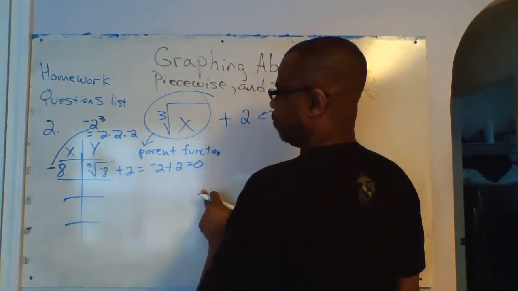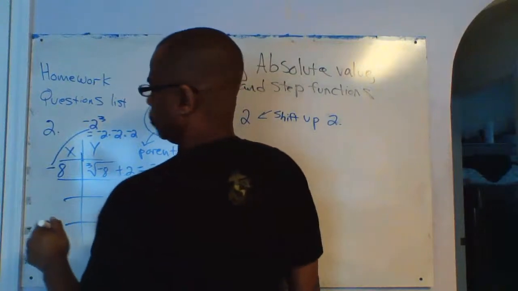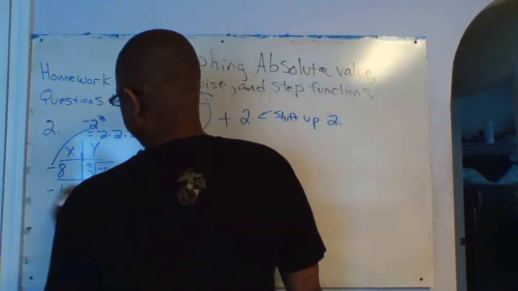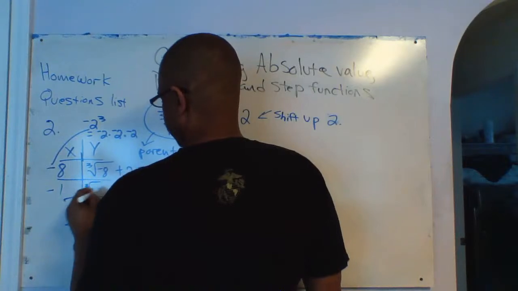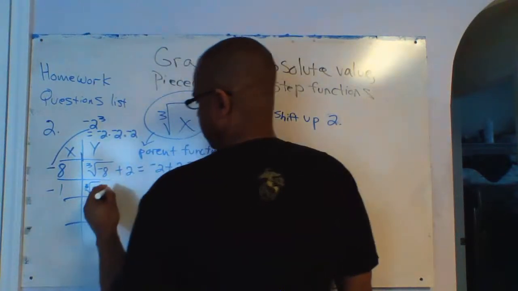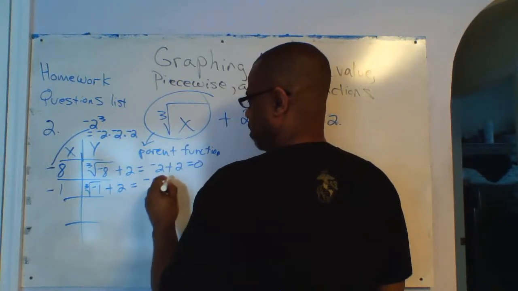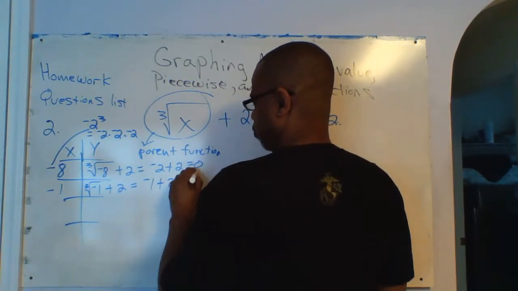All right, so now we want to use -1. So the third root of -1 plus 2. The third root of -1 is just simply -1, plus 2 equals 1.